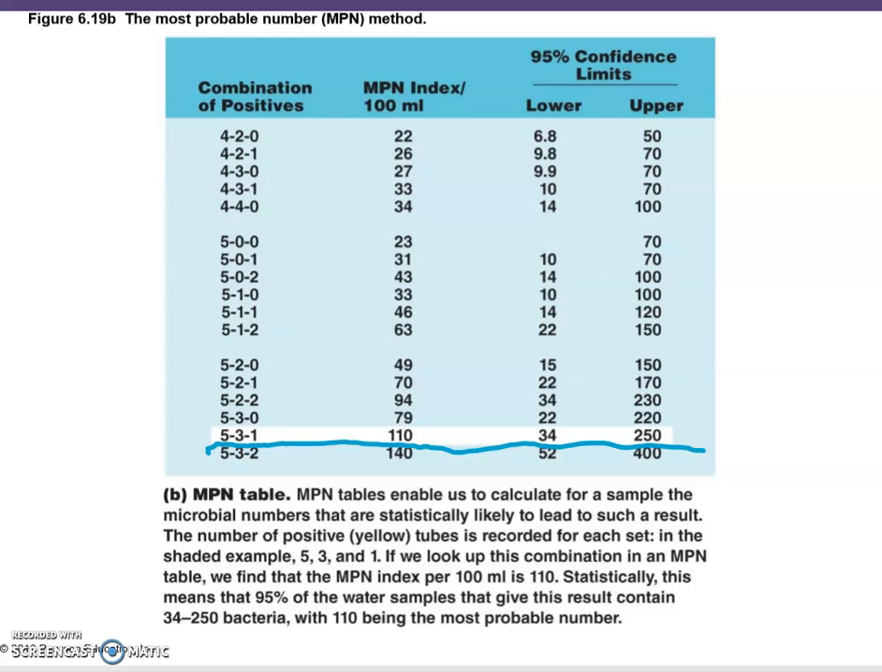You have to take the result from the experiment and compare that to your MPN table. Here, 531 was our result from the 3 times 5 test tube sets, and that is an MPN index of 110, which means that with 95% confidence we can say that per 100 milliliters of our solution we have 34 to 250 colony forming units.